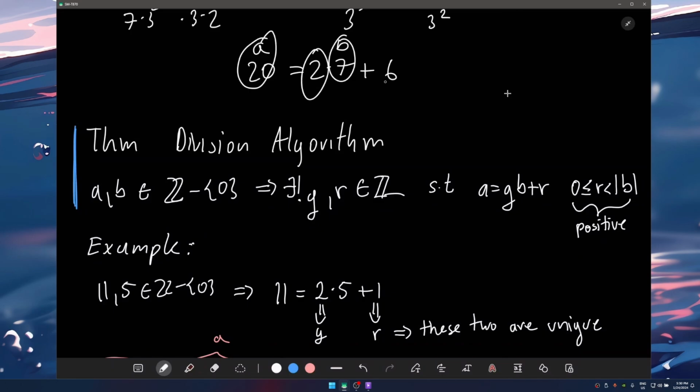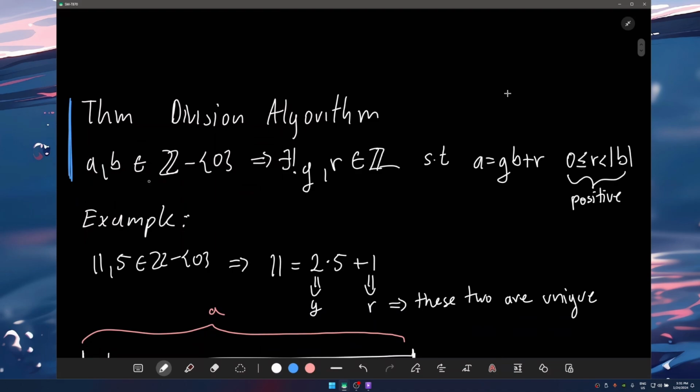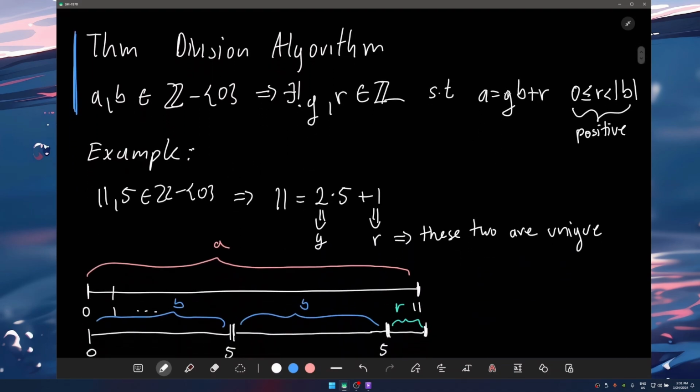And the point is that these two numbers are unique. For each pair of two numbers, there exist only two unique numbers. So if I take A and B, then these two numbers are unique. That's what the theorem says. We can prove it, but it's not for us today. So there exist A and B in Z, and they're not zero, we exclude zeros in this kind of thing. There exists a unique pair of a quotient and a remainder, which are also in Z, such that A is equal to QB plus R.